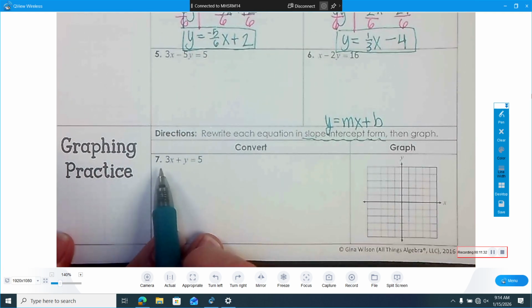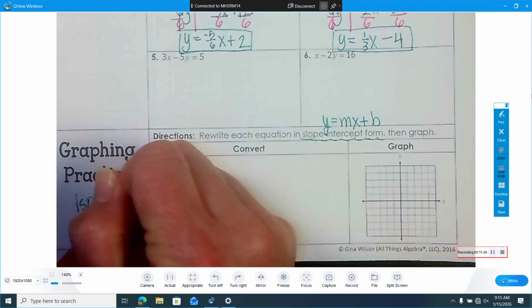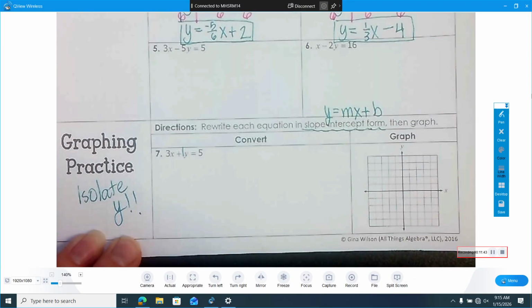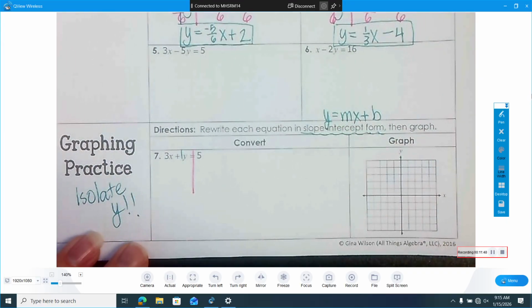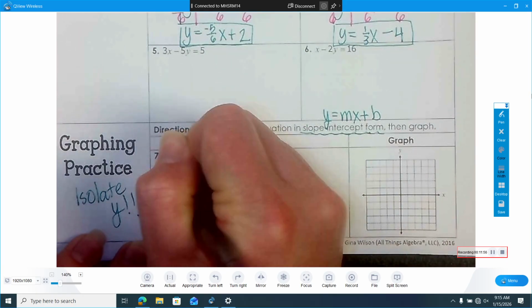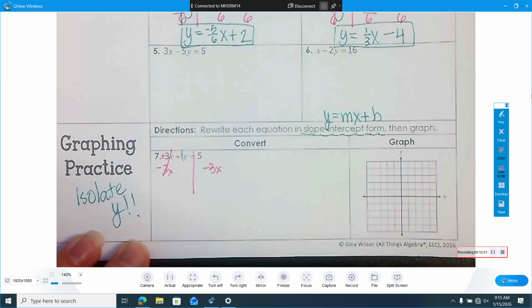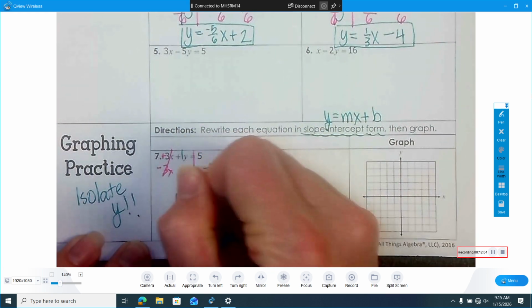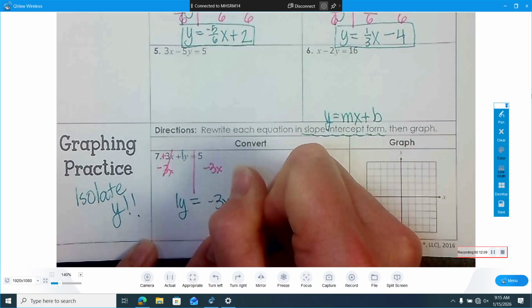So here we have something missing a 1 in front of the y. Beautiful. And again, our job is to isolate the y. That is basically the entire goal there. So what should we do first? Subtract the 3x, beautiful, from both sides. Positive 3x and negative 3x cancel each other out. That leaves me with the 1y equals, what do I get on the right? -3x and a positive 5.